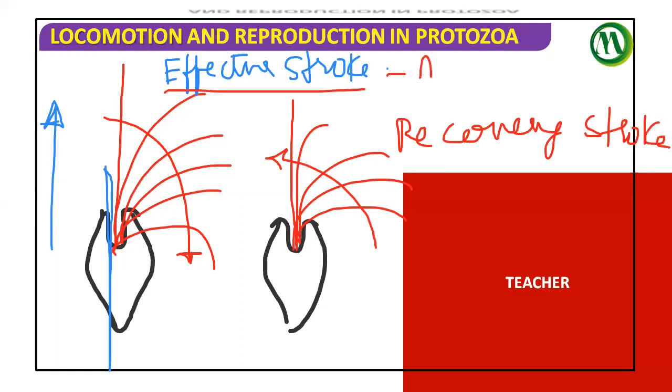Effective stroke requires energy, but recovery stroke does not. Effective stroke makes the organism move forward. Okay, so that is the effective stroke of the flagellum. We are just discussing the flagellum only. After that, we'll go to the cilium.